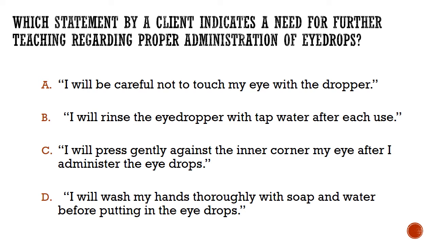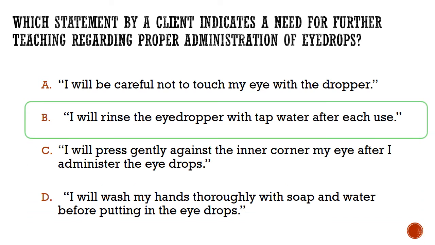The answer is B. The reason why it's B is because if you aren't touching the dropper to anything, there is no need to clean it after every use. Additionally, it just gives more of an opportunity to have it touch something else and potentially affect your eye. You're not supposed to touch your eye with the eyedropper. You are supposed to press gently against the inner corner of your eye after you administer the eye drops. It prevents it from going systemically into your system. And you should wash your hands thoroughly with soap and water before putting in eye drops. So the answer is B.